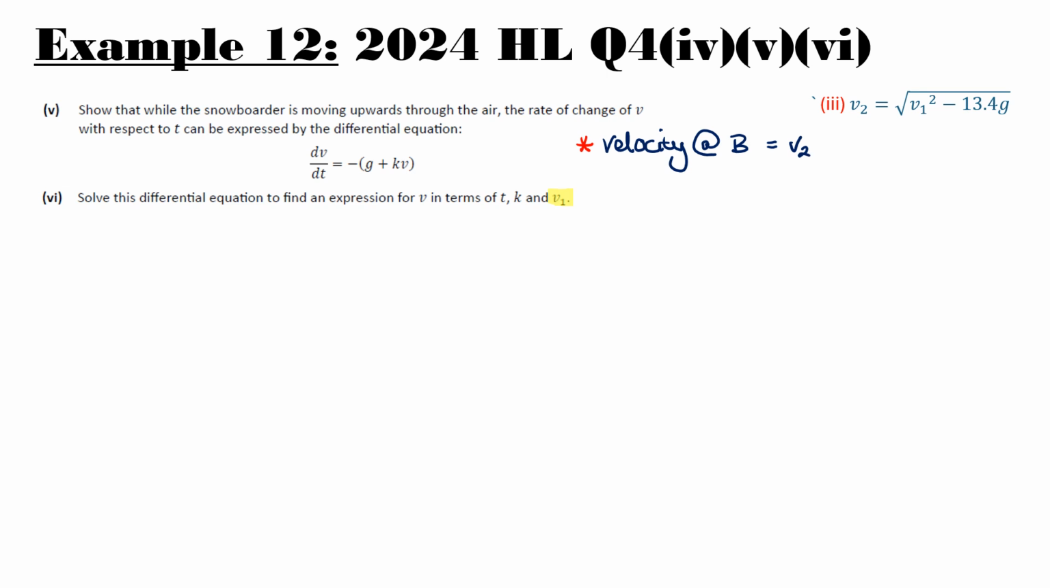A lot of students went straight to putting in v1 because that's what it asked for. However, in part 3, we were able to write v2 in terms of v1, and we're going to use that fact. But it's important that we really think in terms of our limits, that we have an initial velocity at point B. That's where it starts moving through the air. That is v2. So we have dV/dt is equal to minus (g plus kV). This is something we've actually seen in a few questions.